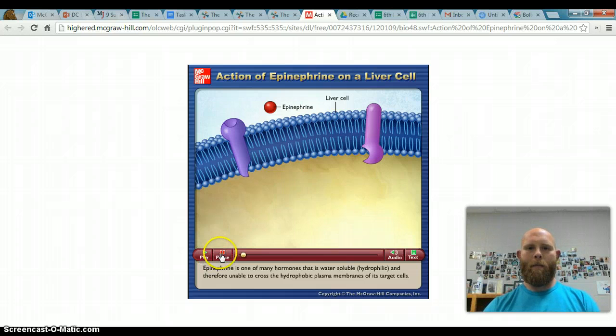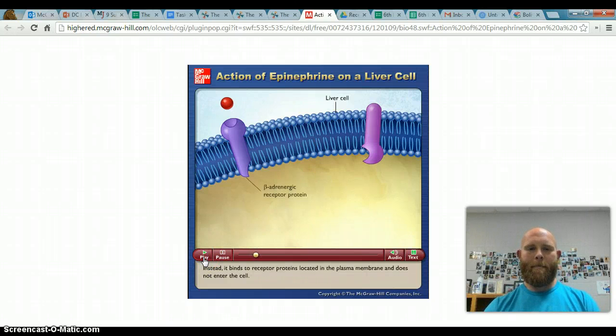Epinephrine is one of many hormones that is water-soluble, hydrophilic, and that means it's lipophobic. It doesn't like oils or fats or nonpolar substances. So it does float around freely in the water environment. If you notice, it doesn't have to have a protein to carry it around because it's already soluble. This is a peptide hormone, and therefore unable to cross the hydrophobic plasma membranes of its target cells. It's hydrophilic because it has a charge to it. It's polar, so it can't bounce through. It has to go through a protein to get across.